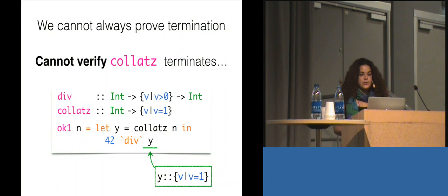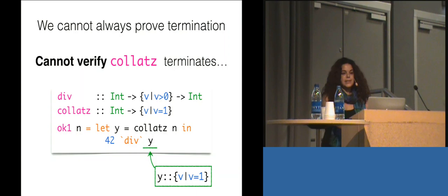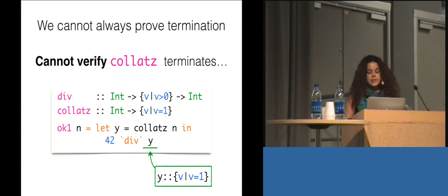For example, here we have a collapse function. Collapse is known because it either returns 1 or recursively calls itself. And it turns out that it is an open problem whether collapse terminates or not, but we can give it a very nice type that says that if collapse does terminate, it returns a value that is exactly equal to 1. Now, it turns out that this information is enough to actually use collapse. For example, we can prove that if we divide 42 by the result of collapse, it's safe, because collapse can either return 1 or diverge, and both these cases do not violate this precondition.